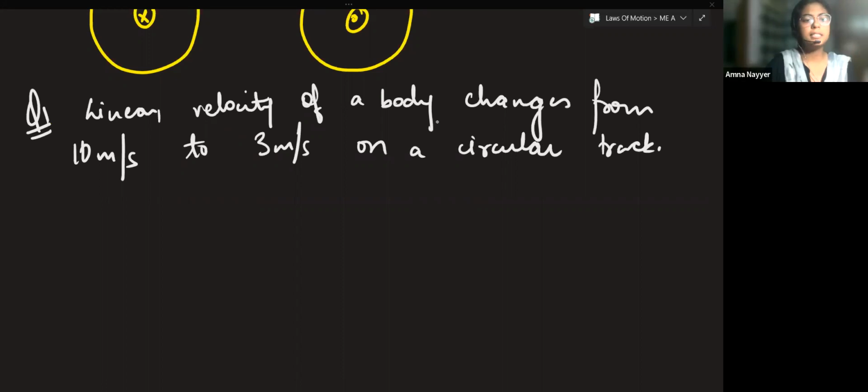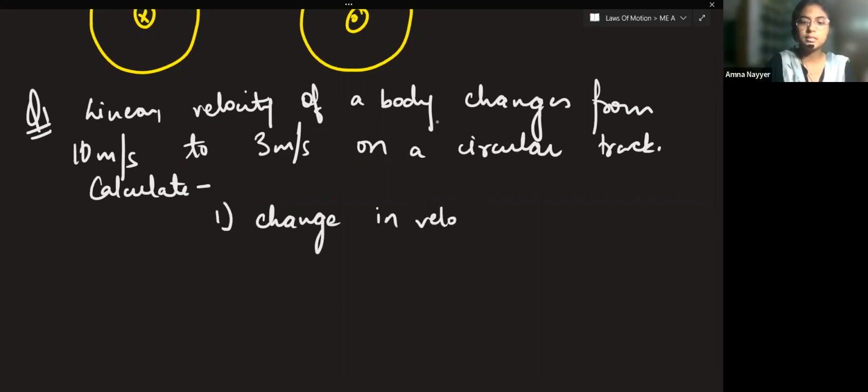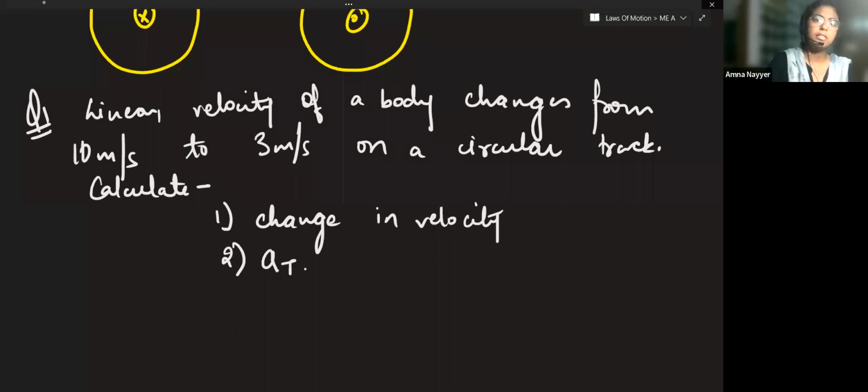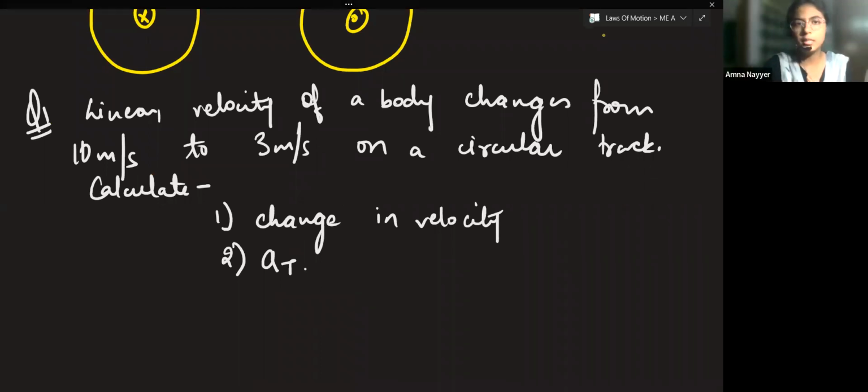Then it says calculate the change in the velocity, and secondly it says tangential acceleration. We are starting from a very easy question. Initial velocity is 10 meter per second. Final velocity is 3 meter per second. So Maha, can you tell me the change in velocity?